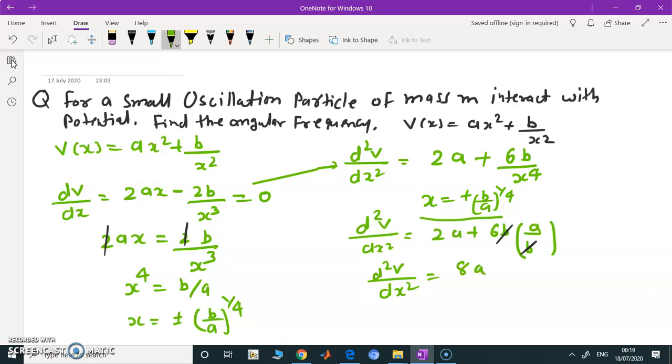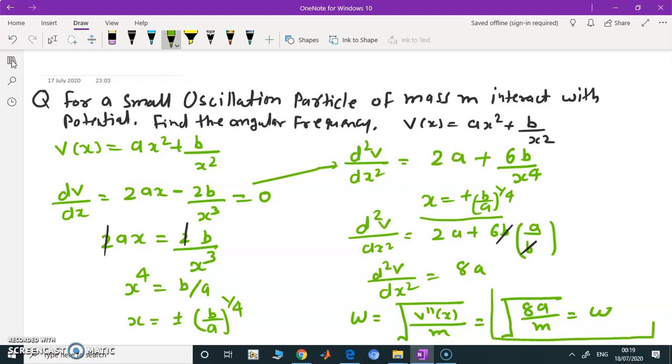8a. And omega, the angular frequency, is the square root of the double derivative of the potential divided by m. So your omega will be the square root of 8a by m, and this will be in the unit second inverse, right? Okay, so let's take the second question.